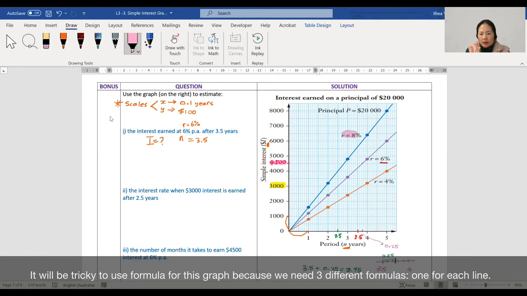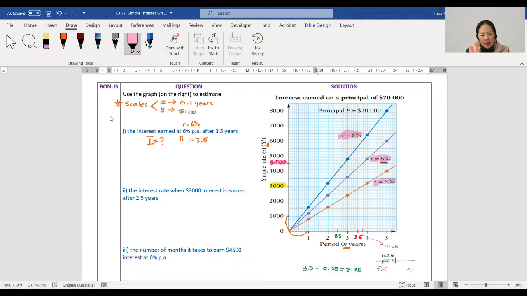The blue one is 8%. The purple one is 6%. Orange one is 4%. So here it says 6%, so we have to look at the purple one. Okay, so what I'm going to do now is I want to know how much interest we earned with 6% and 3.5 years. So I've already got 3.5 all the way, and I'm going to hit right there, and I'm going to go straight into my left.